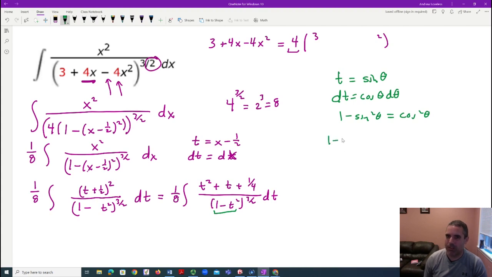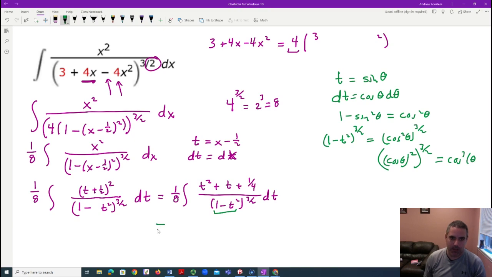So if you have 1 minus t squared to the 3 halves, let's just talk about that first. This is going to be cosine squared to the 3 halves. And I have seen people mess this up before, but what is cosine of theta squared to the 3 halves? If you square something and then do the 3 halves, you just get cosine to the 3rd. All right, so let's write all that out. We have 1/8. The denominator is going to end up being cosine to the 3rd.